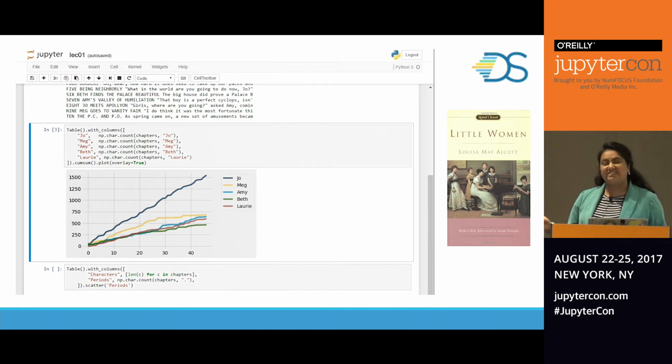And Laurie is the boy next door. Laurie actually ends up marrying one of these girls. From this image, can you tell who he marries? Amy, exactly. And as you can see, they're kind of rising in lockstep towards the end. And you got all of that without reading the book Little Women at all.